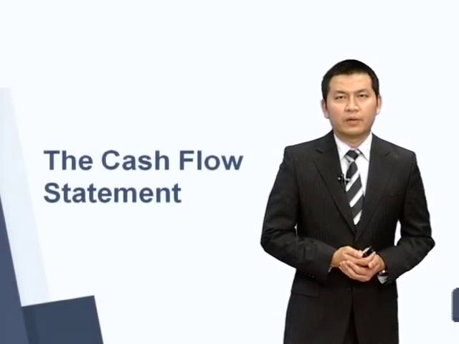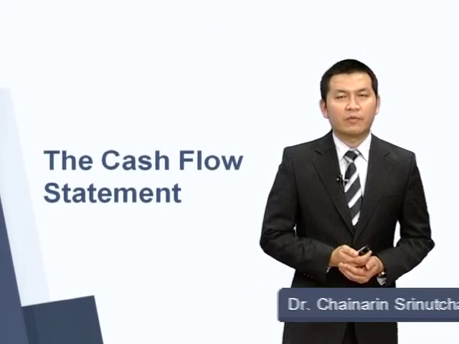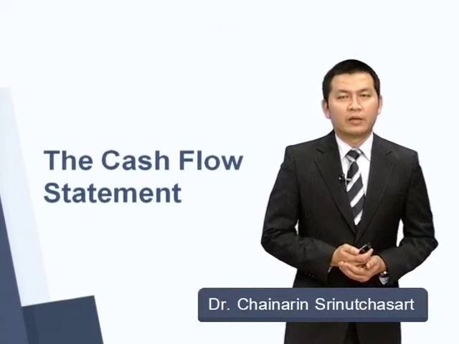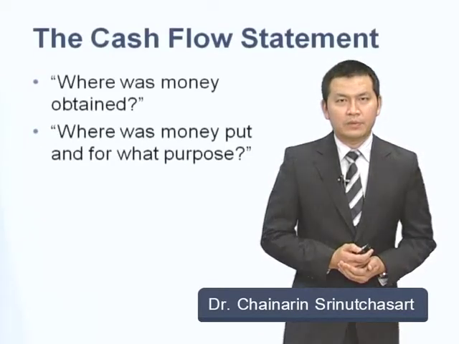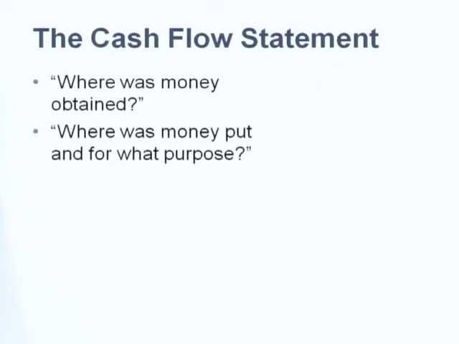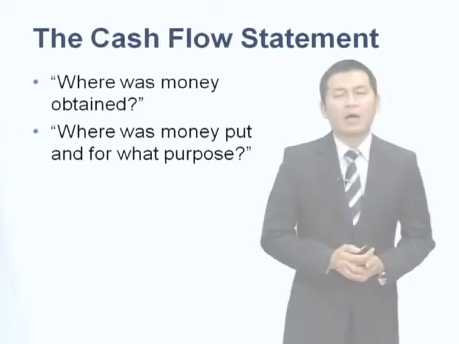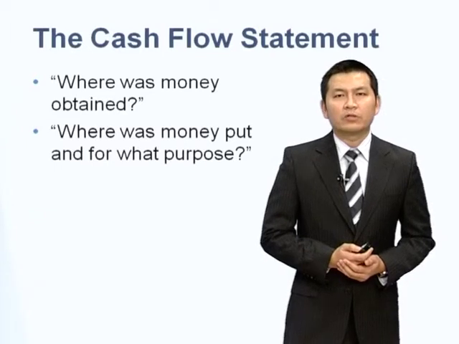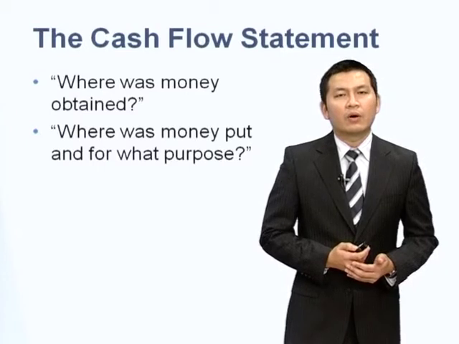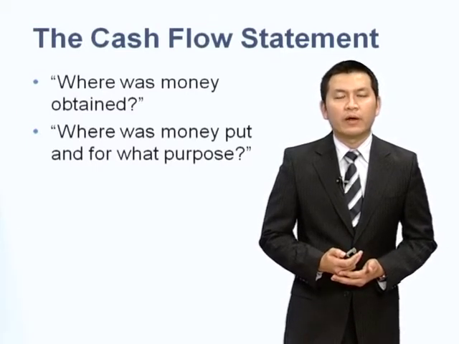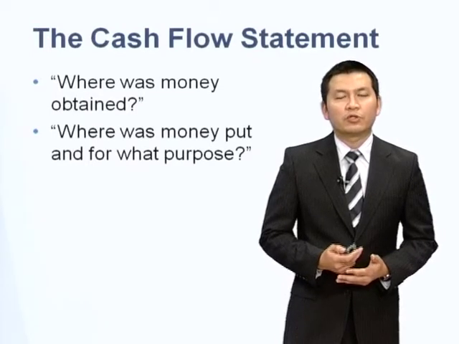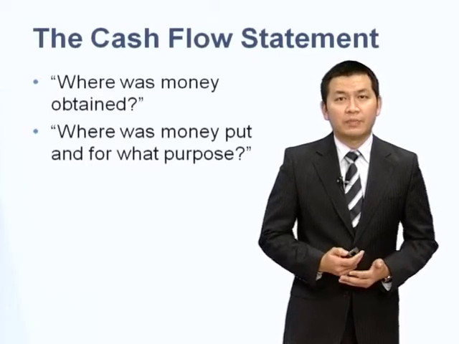Okay, here is the last financial statement that I will mention. This statement is pretty complex. It's called the cash flow statement. The cash flow statement needs to answer two questions: Where was the money obtained? How do you get the money? And where was the money put, and for what purpose? How did you use the money? So we will try to analyze what's going on in the cash balance.